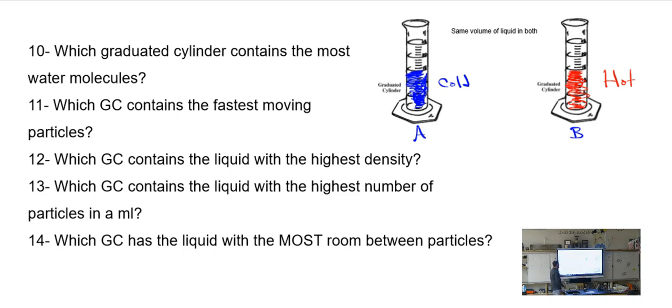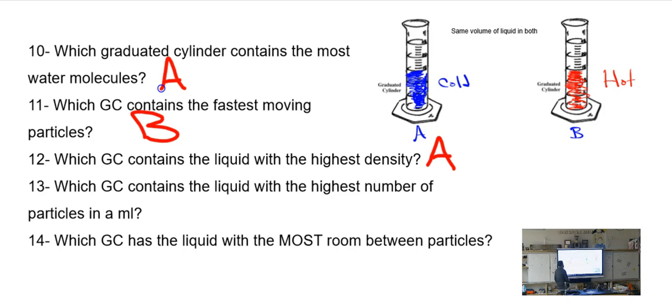Okay, so number 10, what did we say? Which one has more? A. The answer is A. And let's remember why. It's because cold things are more dense, which means they have more particles in a milliliter, right? All right, which graduated cylinder contains the fastest moving particles? B, because a fast moving particle is a hot particle. Number 12, which GC contains the liquid with the highest density? A, that would be cold.